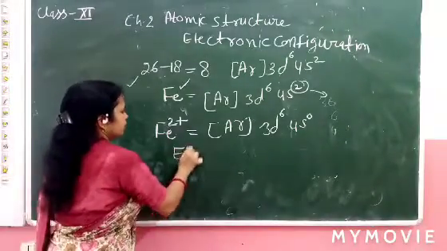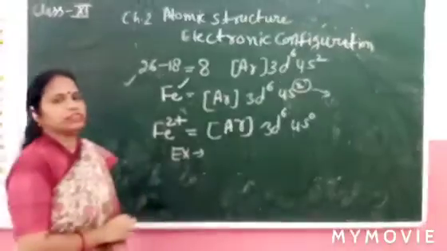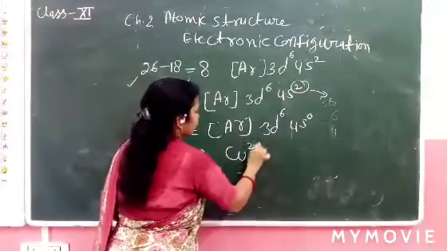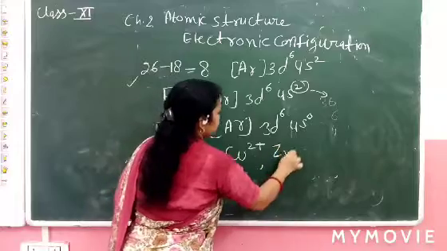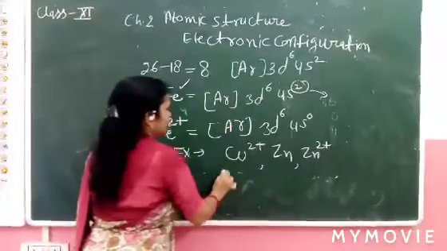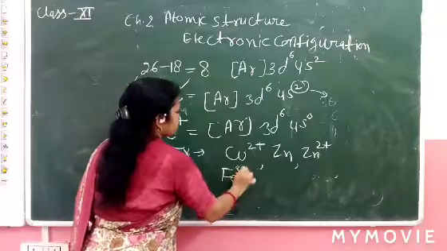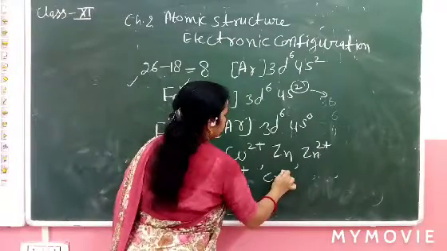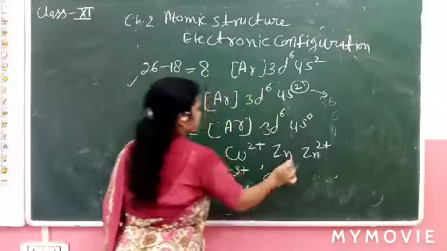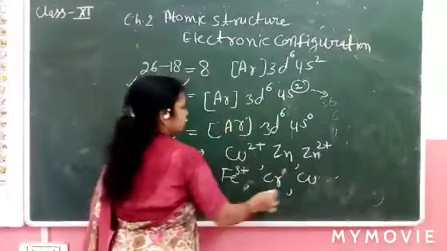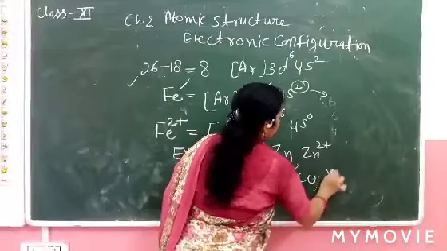I give some examples, you have to solve and write down the configuration: copper, Fe2+, zinc Zn2+, Fe3+, chromium, and copper, and Mn.